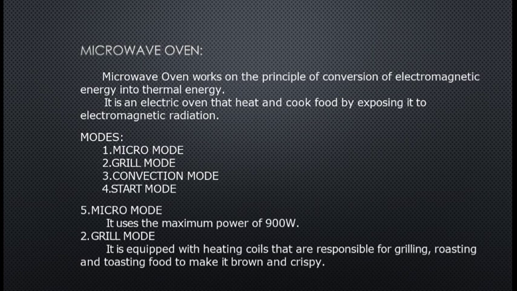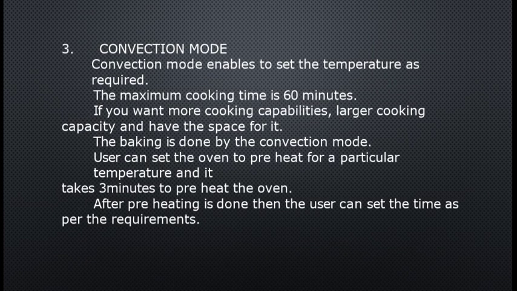Micro mode uses the maximum power of 900 watts. Grill mode is equipped with heating coils that are responsible for grilling, roasting and toasting food to make it brown and crispy. Convection mode enables you to set the temperature as required. The maximum cooking time is 60 minutes.